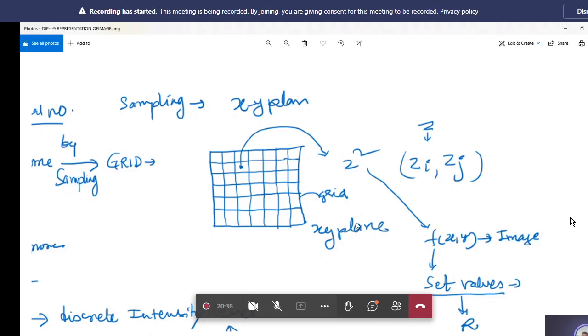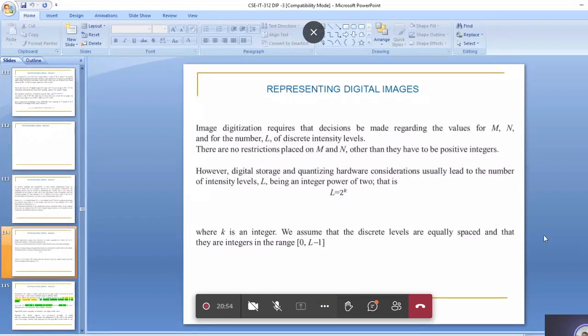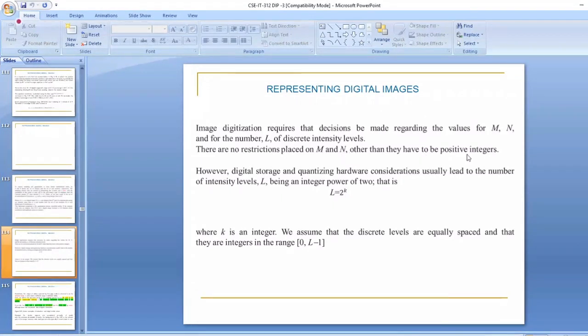Now image digitization requires that a decision be made regarding the value of m or n, and for the number of L. Here L is the discrete intensity levels. The value of m and the value of n must be positive integers. However, digital storage and quantization hardware considerations usually lead to the number of intensity levels L.